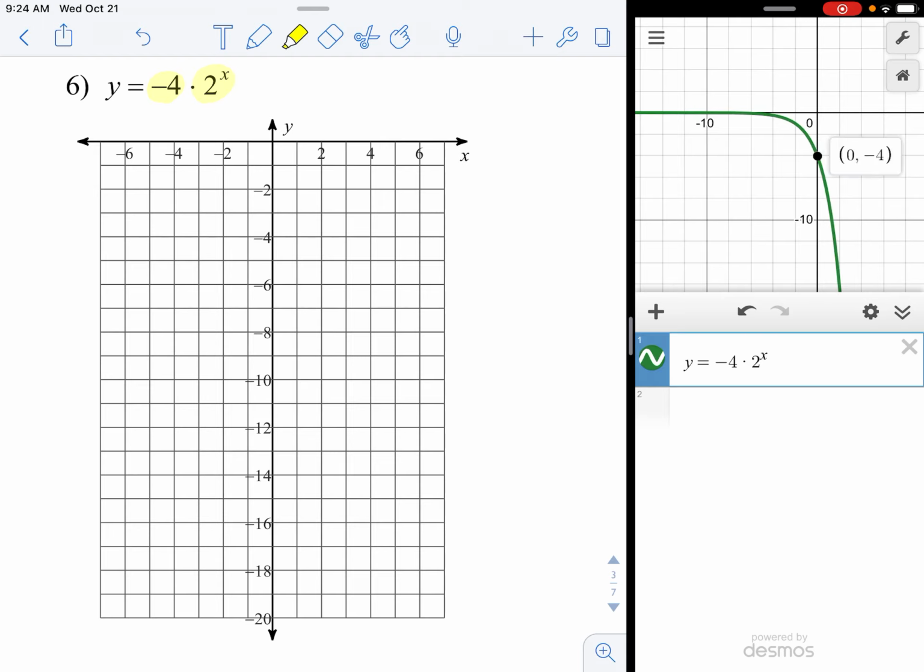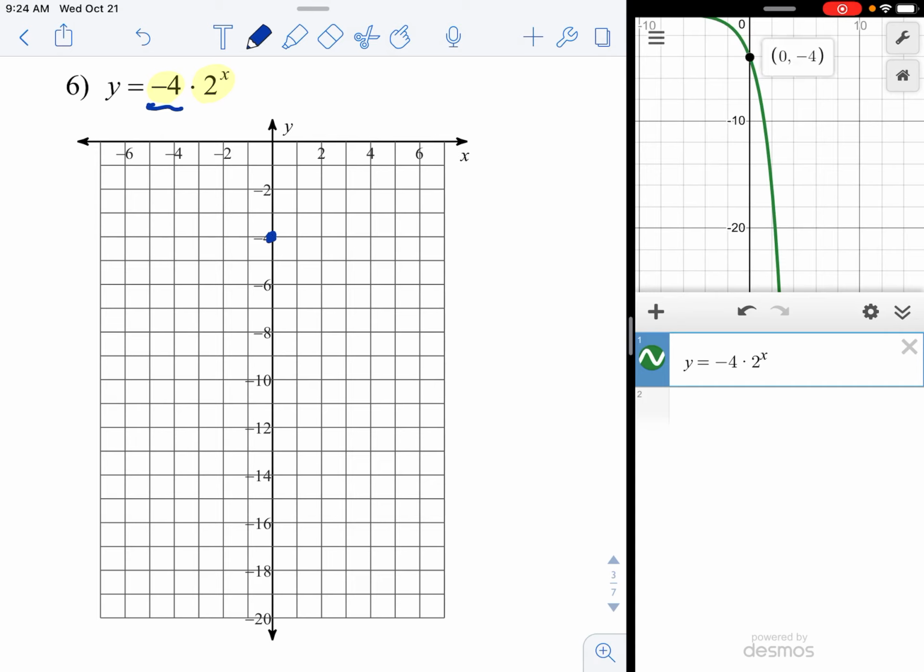So the negative flips it upside down, but it also changed some of the key points. If it was just a flip upside down, then we'd have a y-intercept at negative 1, but we don't. You can see we have a y-intercept at negative 4. So we're multiplying every value times 4. That's going to stretch it out. So if I try to find another integer point, I'll be lucky to find one that fits on my graph. Maybe 2, negative 16? And yeah, nothing else is going to fit. So my curve looks like this.